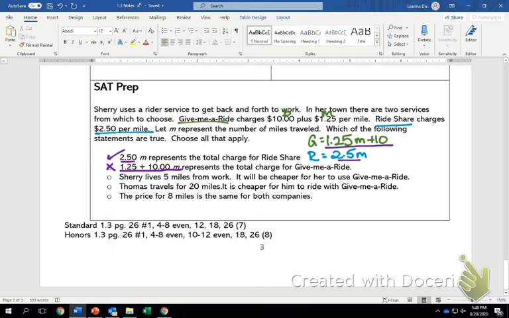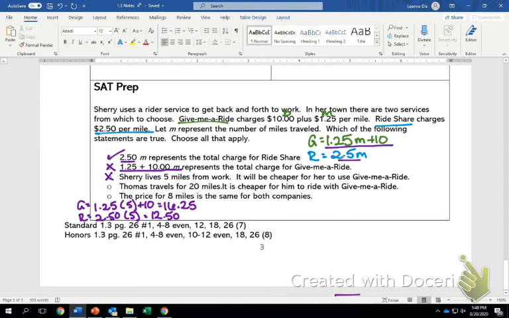All right, number 3 says, Sherry lives 5 miles from work. It will be cheaper for her to use Give Me a Ride. Well, let's see. Let's take that Give Me a Ride formula and plug in 5 miles. So 1.25 times 5 plus 10. That's going to give me $16.25. Well, let's compare that to rideshare. That'll be $2.50 times 5, which is going to equal $12.50. So in reality, this is actually not true. The rideshare will be cheaper, so we can say that that is not true.